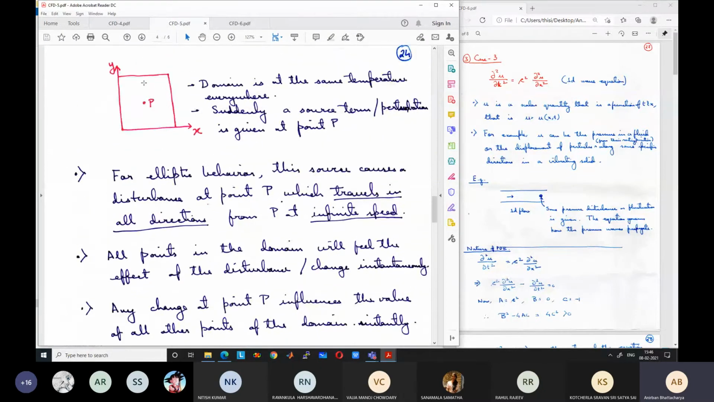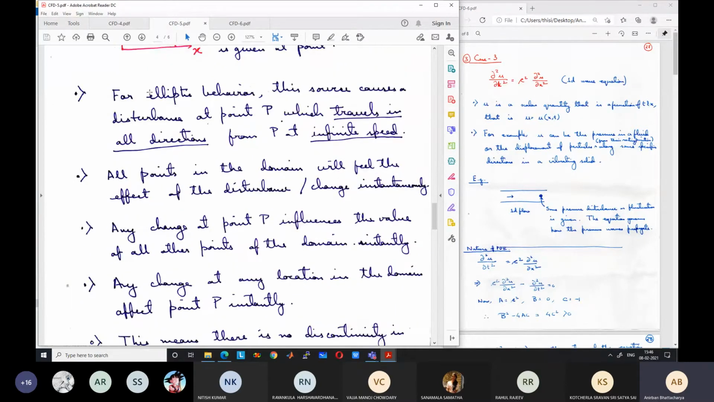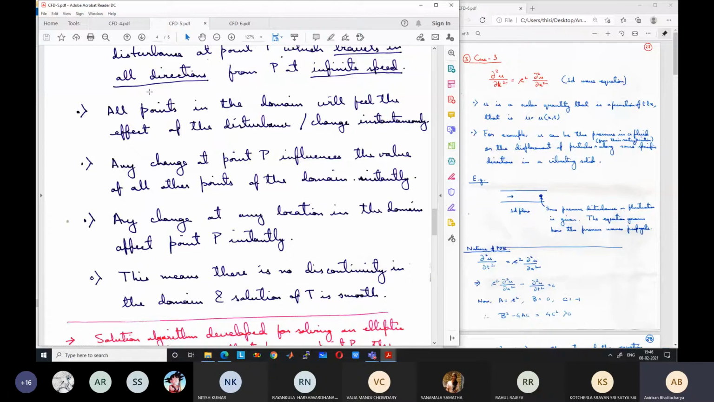If you introduce a source at any point, it will change the value at this point. So its domain of dependence is also the entire domain. P influences the entire domain, and the entire domain also influences the value at P. This is the particular nature of elliptic PDEs: the entire domain depends on any point's value. And there are no characteristic lines within the domain which separate any part of the domain; the domain is the entire domain.